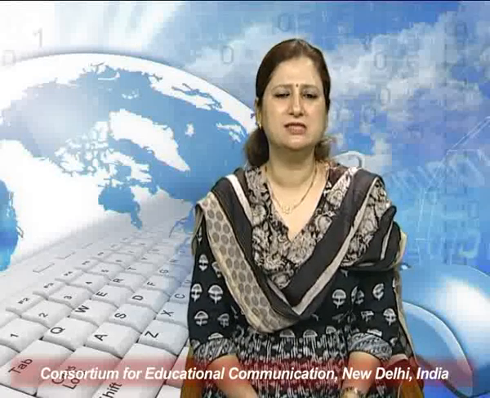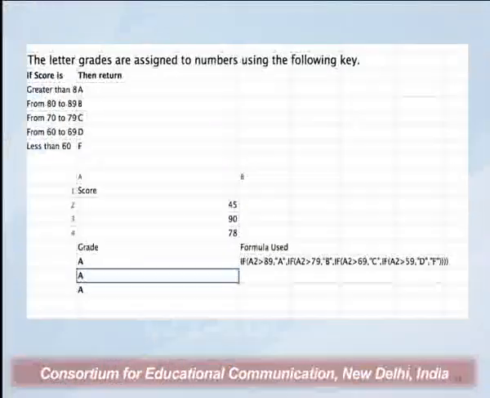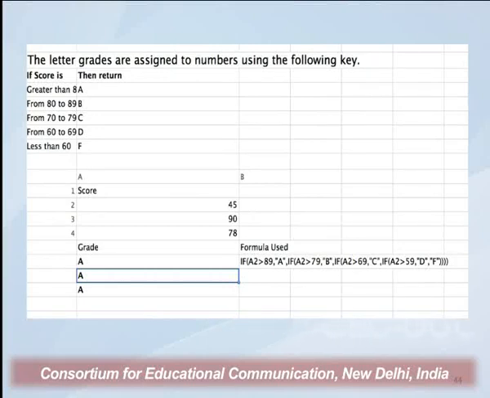Here you can see the same calculation has been done. The letter grades are assigned to numbers using the following key. The key is given here, and depending upon the marks the grade is assigned. You can see the formula has been put here for grade. We are comparing the values in the cell for the marks, and depending on that you are specifying the value for grade. Because the grade A, B, C, D is text, you are always putting it in double quotes.